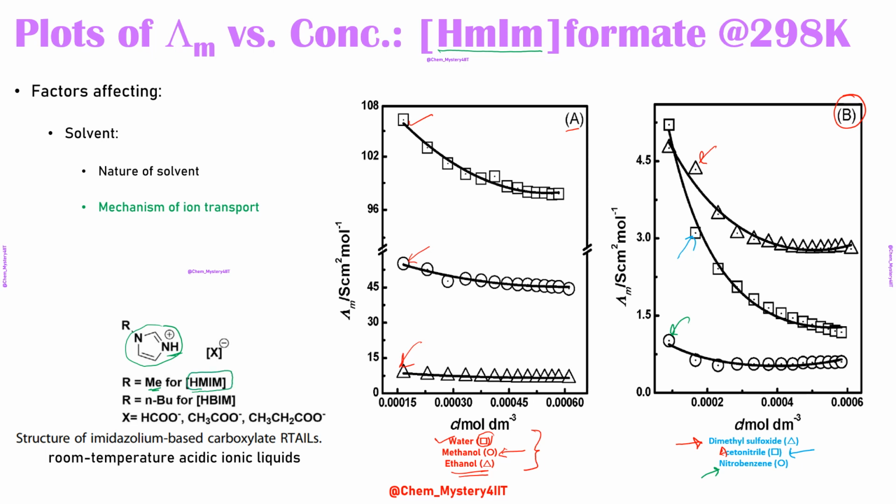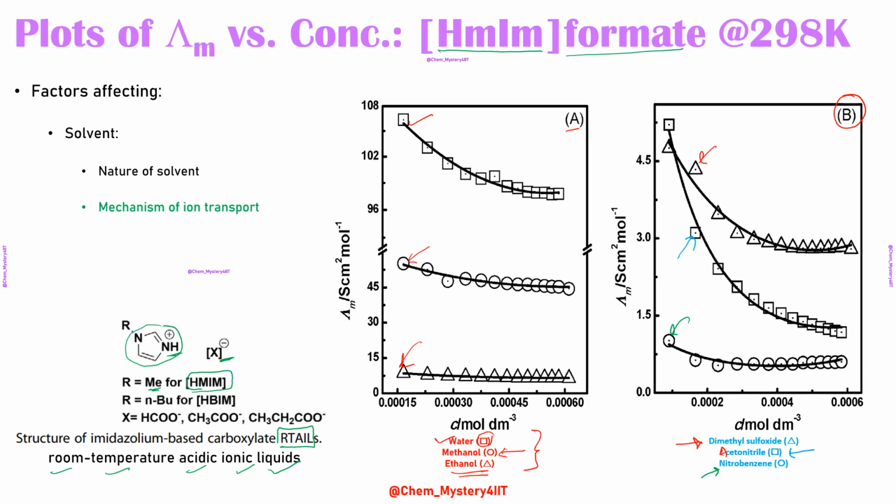Because it carries a positive charge, its counter ion has to be present. We have used formate as the counter ion. The theta belongs to that particular compound. This is the structure of what we call imidazolonium based carboxylate RTAIL. RTAIL stands for room temperature acidic ionic liquids. I'm very sure you might not have seen ionic compounds which behave as liquids at normal temperature. Most of the ionic compounds we have seen are supposed to be solid at room temperature in general.